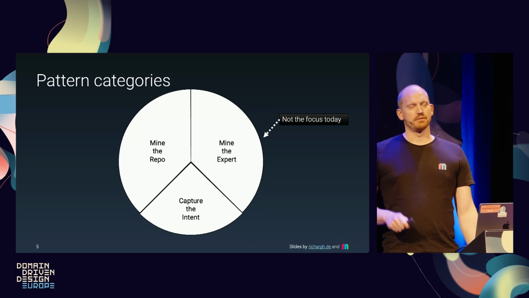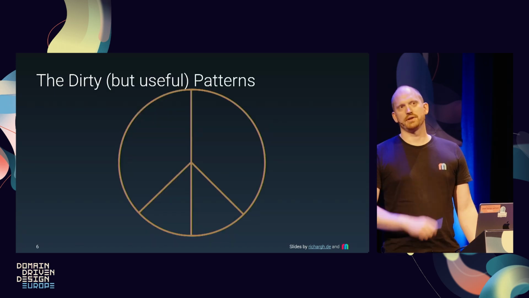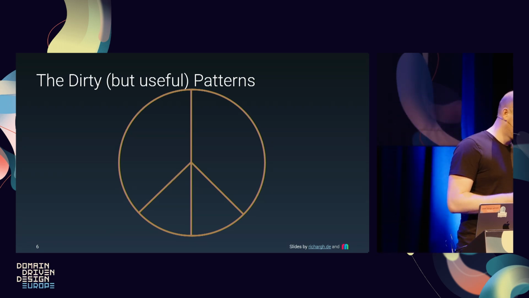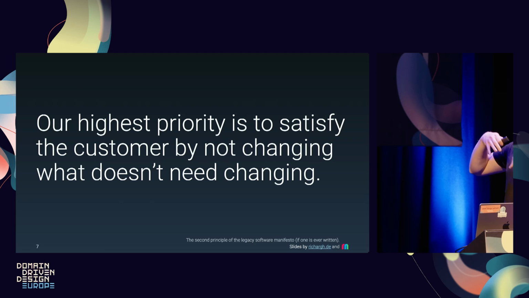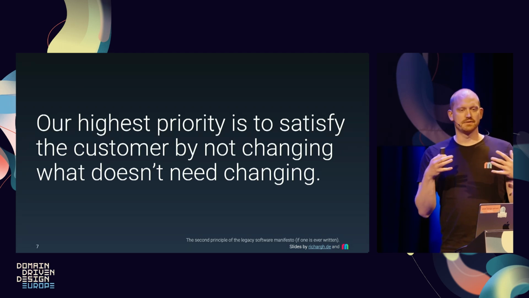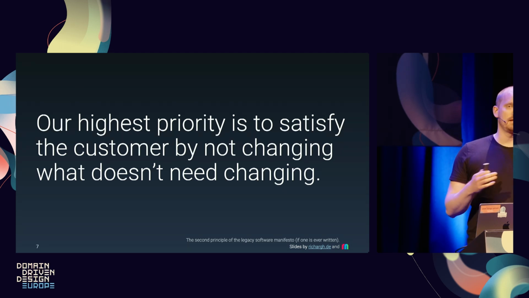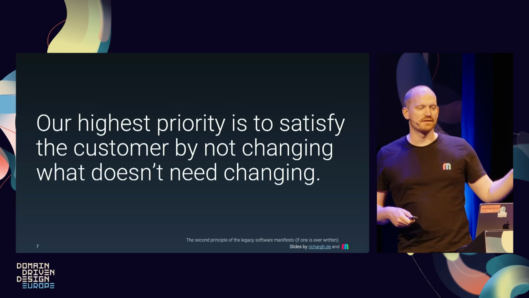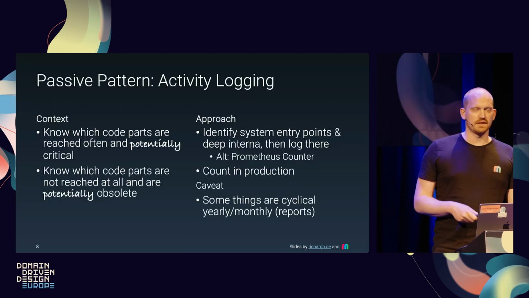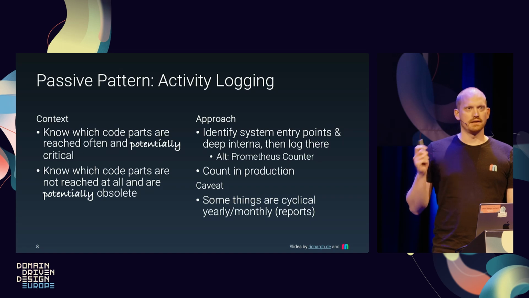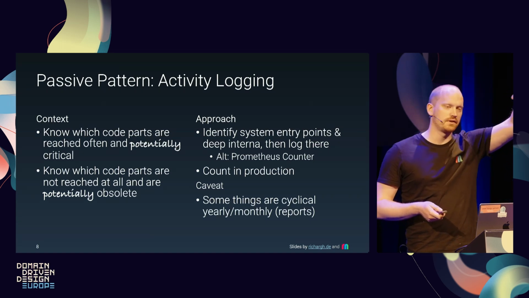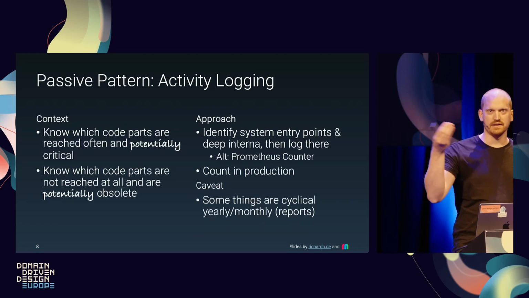And there's a fourth category, which are the dirty but useful patterns. And why are they important? Because our highest priority is to satisfy the customer by not changing what doesn't need changing. So we need quite dirty patterns to figure out what doesn't need changing. One of them is activity logging. It's literally log statements. Put them at the right place, which is like the entry point, controllers, whatever. Put them down there where data is written.